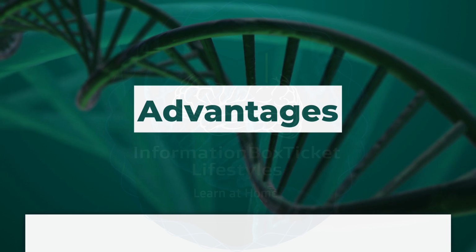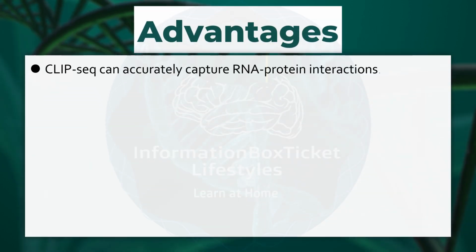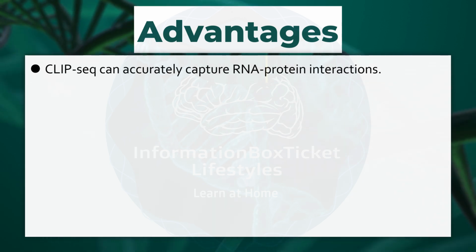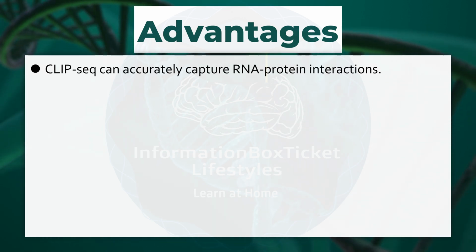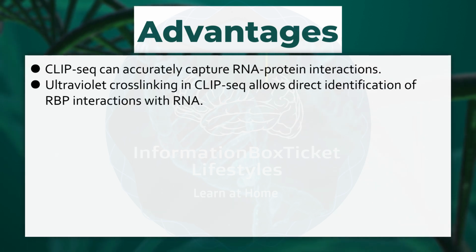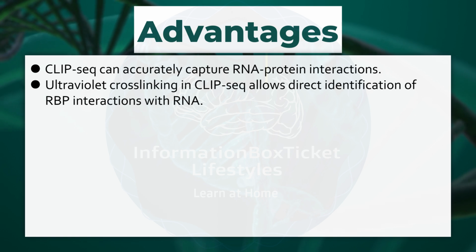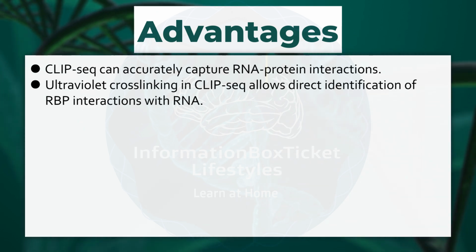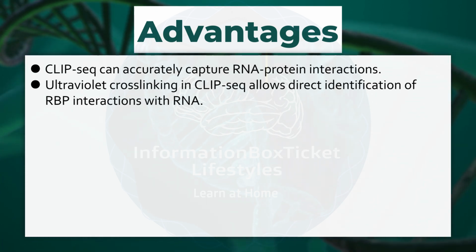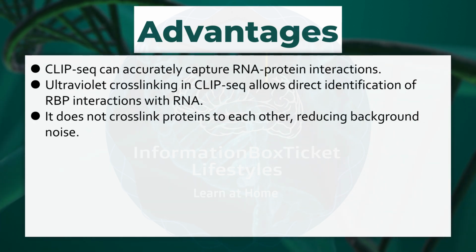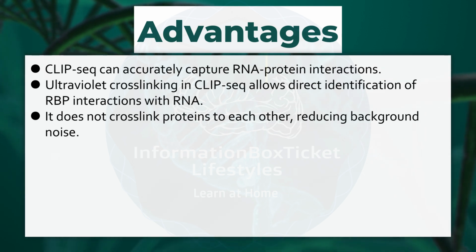Advantages: Cross-linking and immunoprecipitation sequencing can accurately capture RNA-protein interactions. Ultraviolet cross-linking in cross-linking and immunoprecipitation sequencing allows direct identification of RBP interactions with RNA. It does not cross-link proteins to each other, reducing background noise.